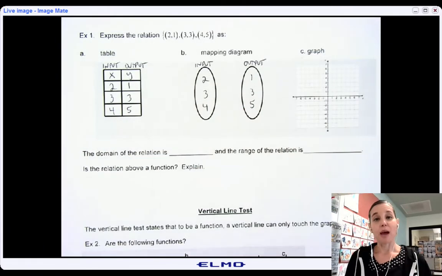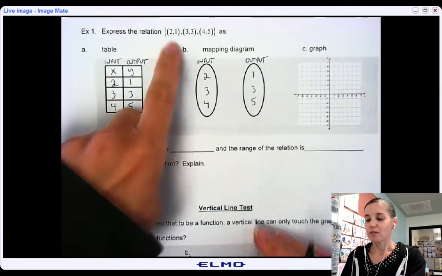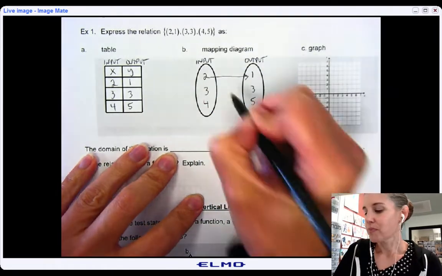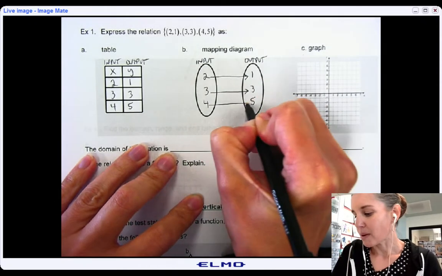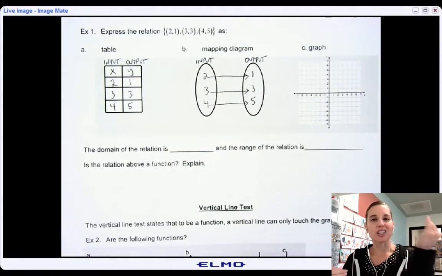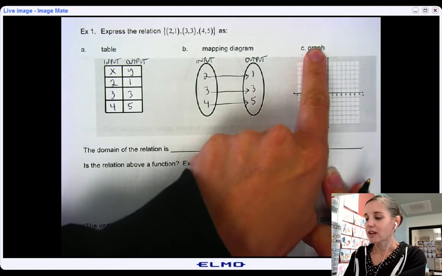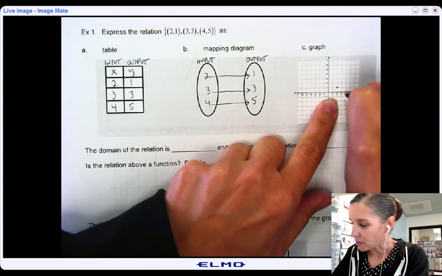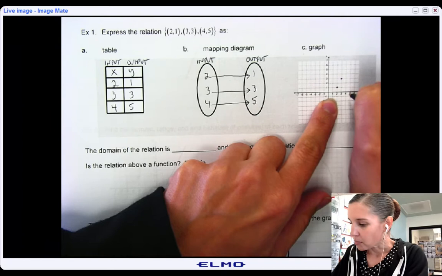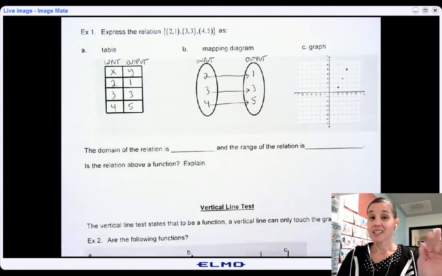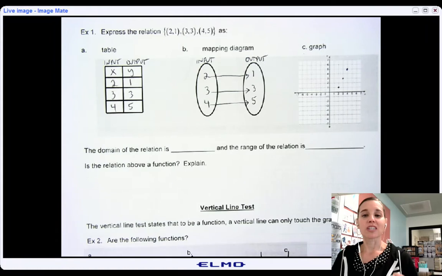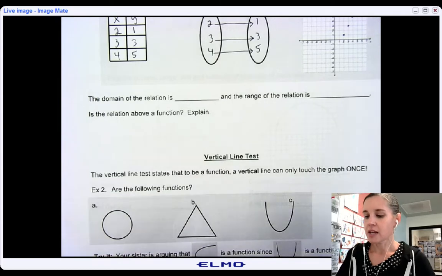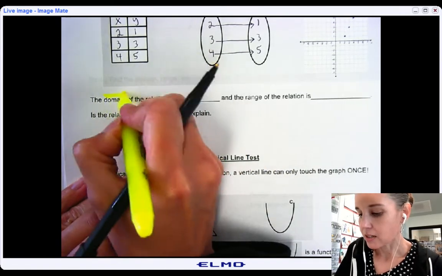Now to finish off the mapping diagram, you just have to show what it maps onto. For the first one, (2, 1), our 2 maps onto the 1. The 3 maps onto the 3. The 4 maps onto the 5. That's why you can put these in any order, because you have to show the arrow for how it maps. And finally, for our graph, we're given 3 points. So I graph the point (2, 1), I graph (3, 3), and I graph (4, 5). You do not connect them because you were given a set of points, so you just need to graph them as points.